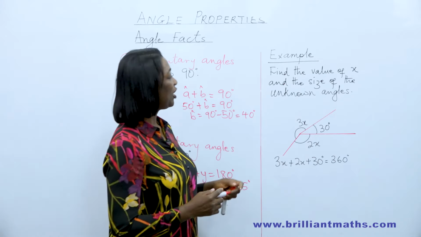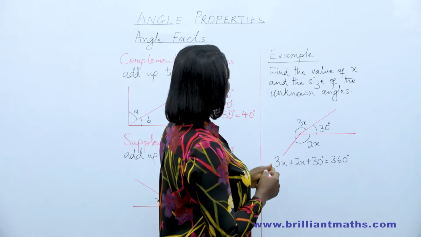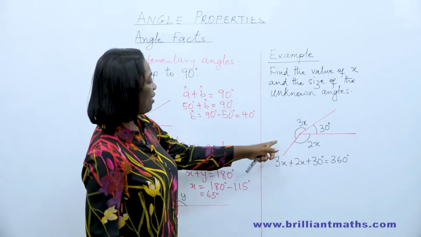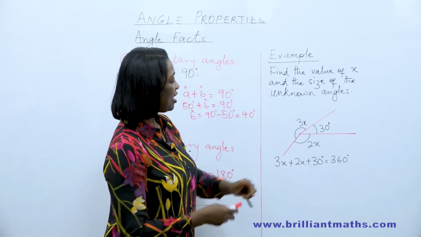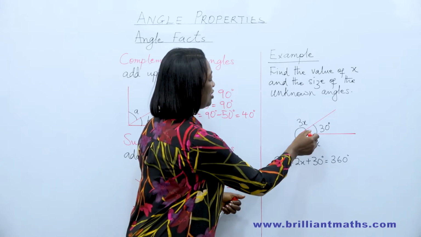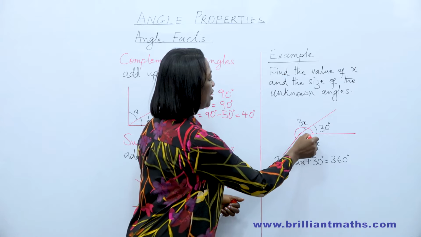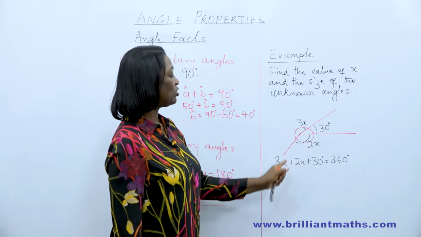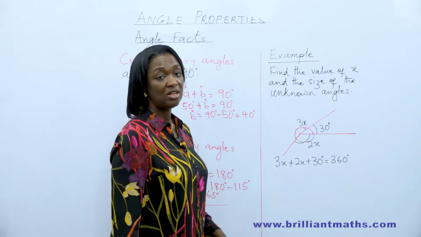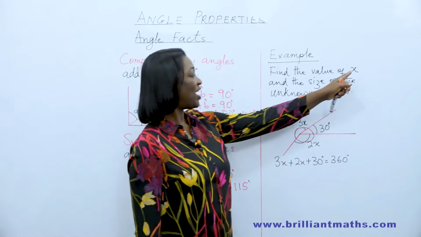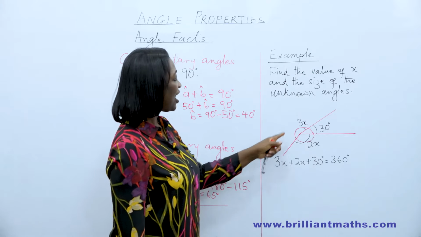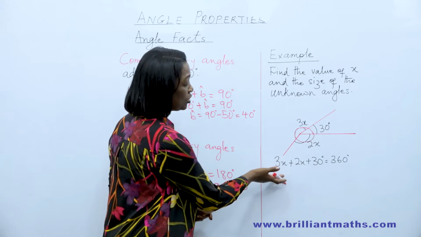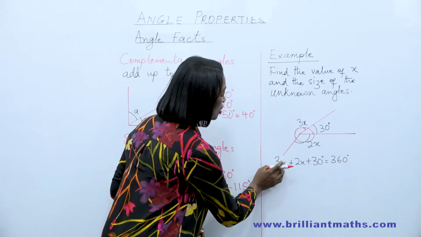We have an example here. Find the value of x and the size of the unknown angles. We have three angles here. And as we can see, the three angles form a complete revolution. So the total of the three angles is equal to 360 degrees. So we have to find the value of x and the size of the unknown angles. That's 2x and 3x. We're just going to solve this simple equation.